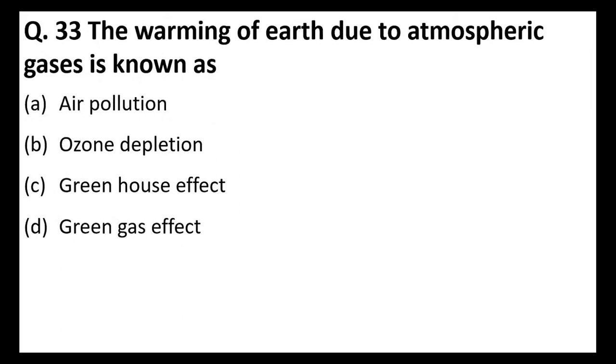The warming of earth due to atmospheric gases is known as? The correct answer here is option C, greenhouse effect. So we have a number of gases: methane, carbon dioxide, sulfur hexafluoride, oxides of nitrogen. All these are gases that cause the greenhouse effect. What is this? Warming. Warming means increase of temperature of earth due to some gases.